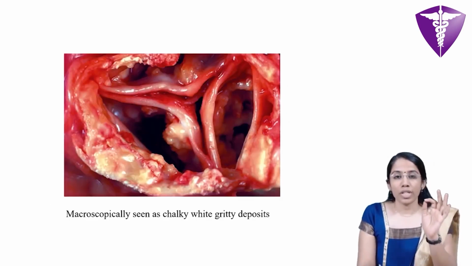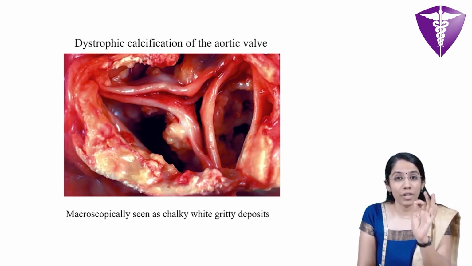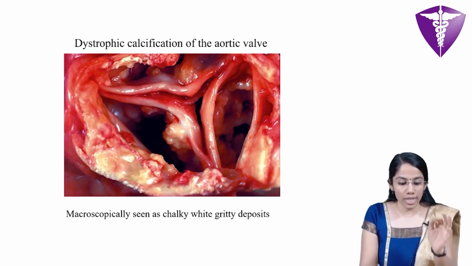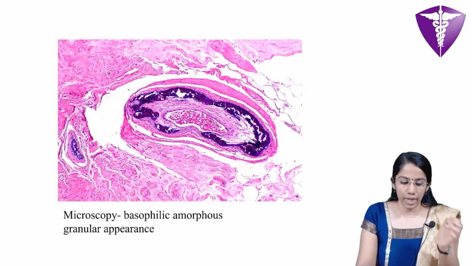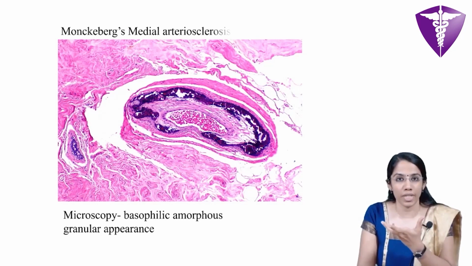This shows heart valves, in which macroscopically the calcification is always seen as chalky white, gritty deposits. So this is a case of dystrophic calcification of the aortic valve. And microscopically, calcification is seen as an amorphous basophilic granular substance.